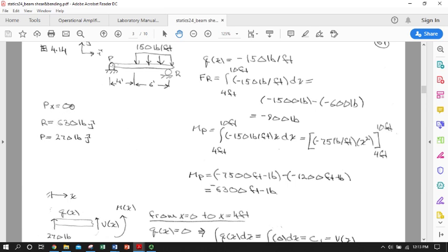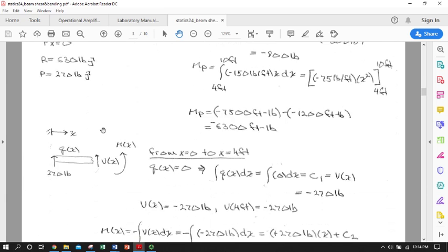So P of x is 0 because there's no horizontal loads being applied. We've got an upward force being applied at R in an amount of 630 pounds, and we have an upward force at P of 270 pounds. Okay, so now we know what's happening kind of on the outside.